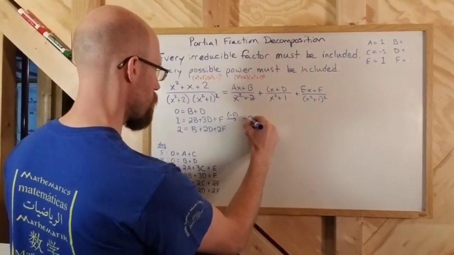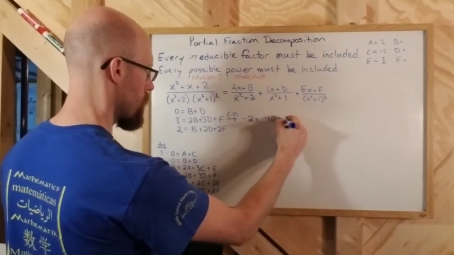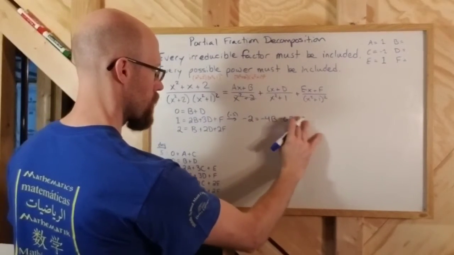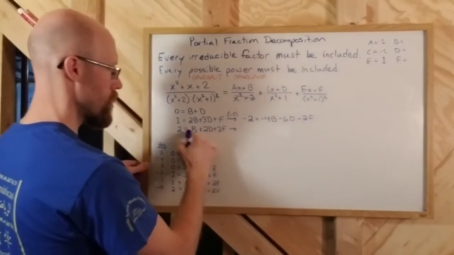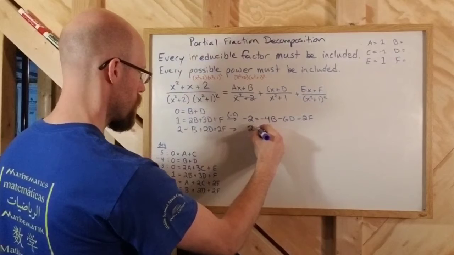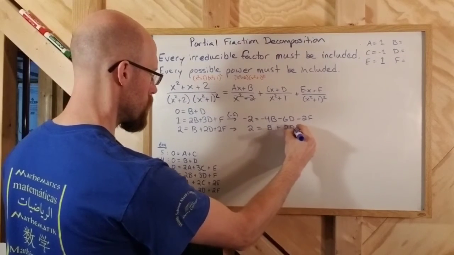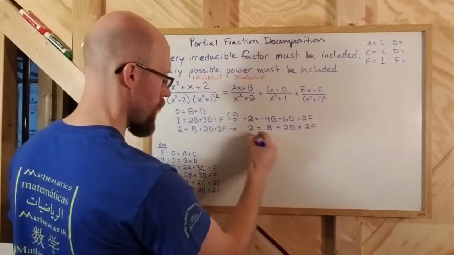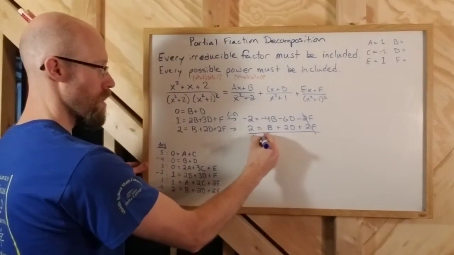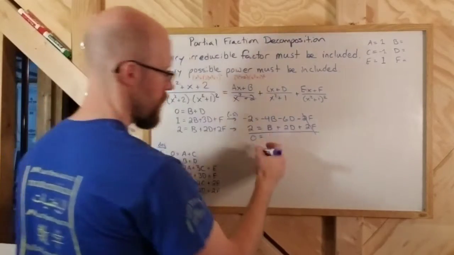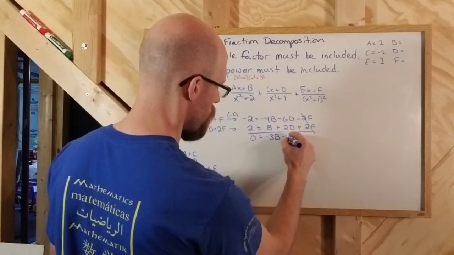That'll give me -2 equals -4B minus 6D minus 2F. This equation, I just bring across: 2 equals B plus 2D plus 2F. Now the F's drop out nicely. Actually, the constants over here drop off nicely. And I'm left with -3B minus 4D.